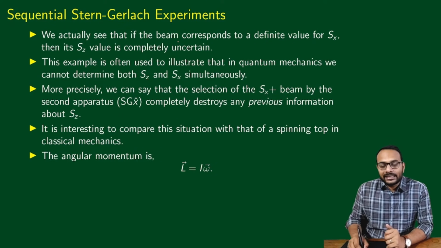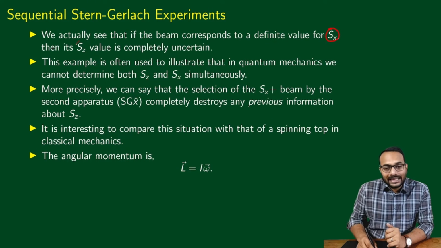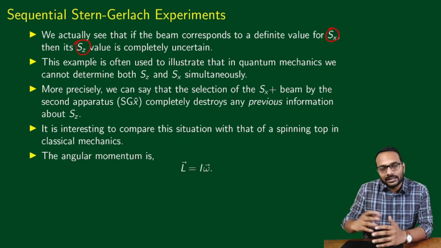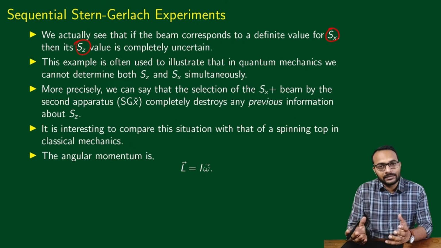We actually see that if the beam corresponds to a definite value for Sx, then its Sz value is completely uncertain. So here we are seeing something similar to the position-momentum uncertainty, which you might have studied before.